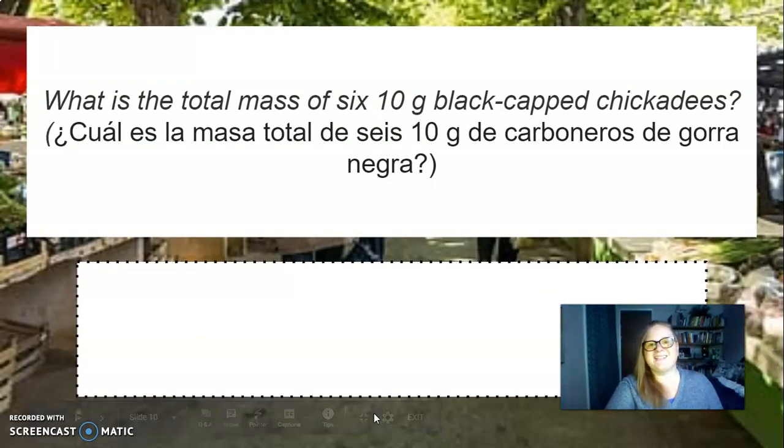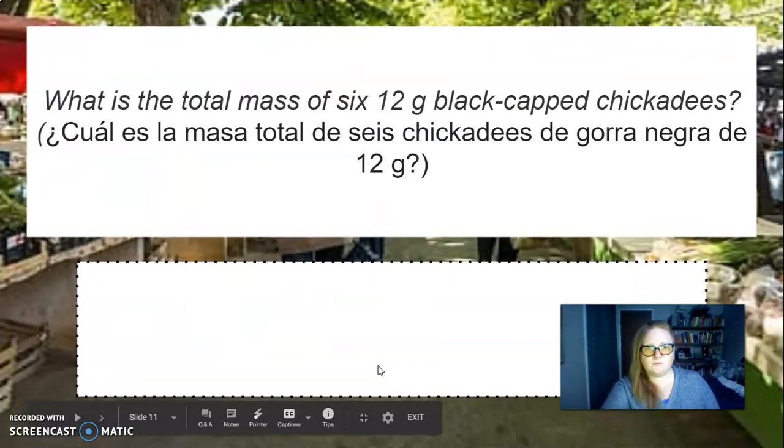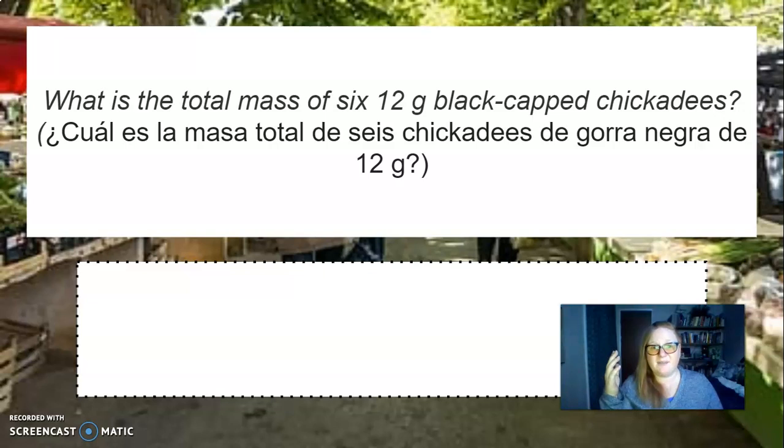What is the total mass of 6 10-gram black-capped chickadees? Chickadees is my favorite thing to say, so I'm sorry if I say it funny. But you don't need the map for this because you know that the black-capped chickadees are 10 grams each, and there's 6 of them. So go ahead and solve. Now that one was relatively easy. You could solve that in your head because you know what 6 times 10 is.